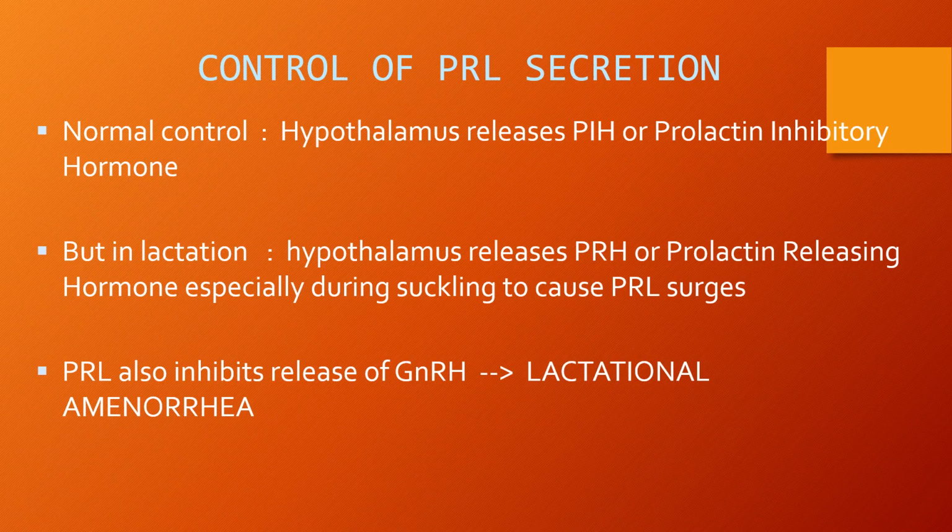So for the control of prolactin secretion, in normal control, your hypothalamus releases your prolactin inhibitory hormone, but in lactation, the hypothalamus releases your prolactin releasing hormone, especially during suckling, to cause prolactin surges. Prolactin also inhibits the release of your gonadotropin releasing hormone, thus inducing what we call lactational amenorrhea.